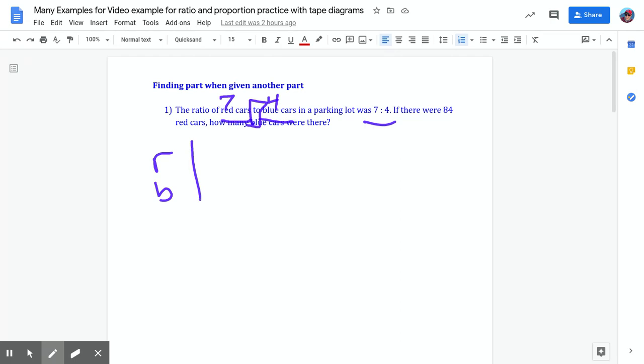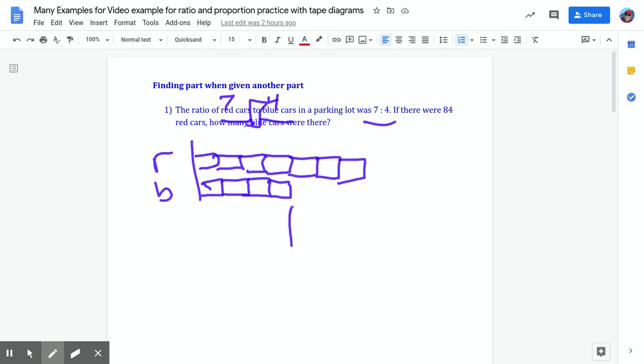For red cars, I need 7 boxes: 1, 2, 3, 4, 5, 6, 7. For blue, I need 4. And remember, the 4 for blue and the 4 for red must be the same distance. So right there, you can see they line up. If there were 84 red, well, that's what I have here.